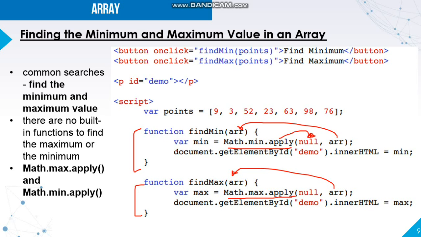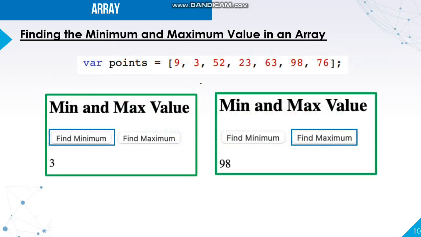Again, we just need to follow this syntax to get the minimum and maximum value of our numbers. So don't forget the argument that you will be placing. Again, the argument that you will be placing for your function will be the name of your variable, which is points for the array. Okay, so this is the output for the particular code.